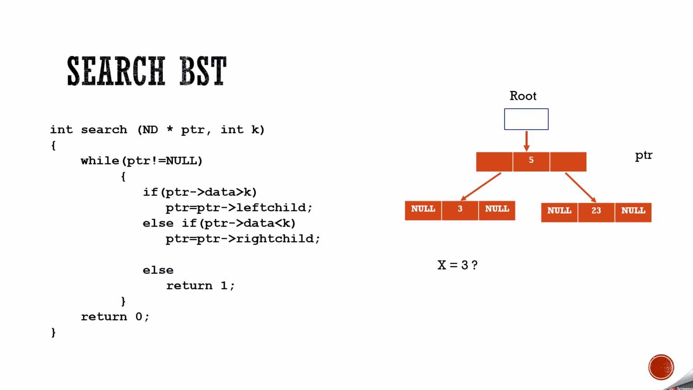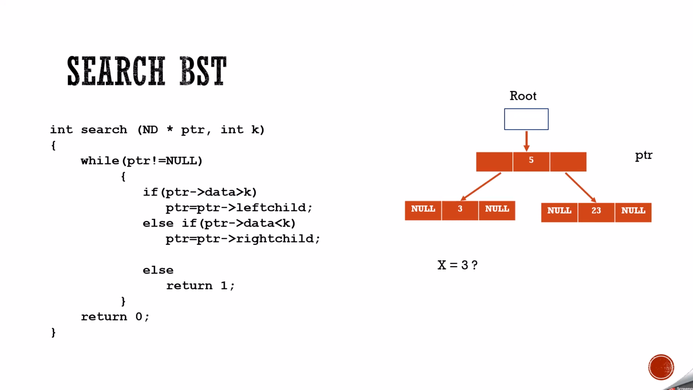And if it is not a successful search, that means that number is not present, then it will come to a null value. So if we reach a null, that means my search is unsuccessful. And if I get a node where the root data value is equal to the value that I would like to search, then I'll say that the element is present.